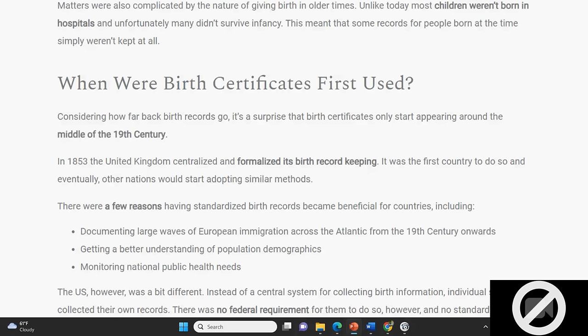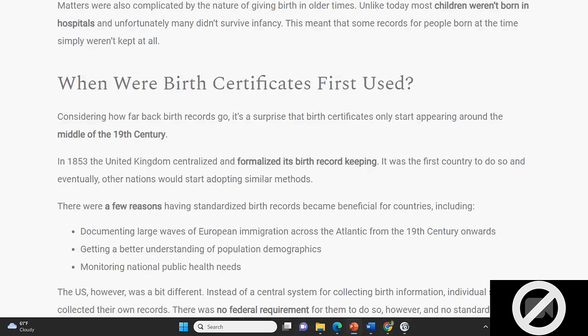Considering how far back birth records go, it's surprising that the birth certificate only started appearing around the middle of the 19th century. In 1853, the United Kingdom centralized and formalized its birth certificate keeping. It was the first country to do so, and eventually other nations would start adopting similar methods. There were a few reasons having standardized birth certificates became beneficial for countries, including documenting large waves of European immigration across the Atlantic from the 19th century onward, gaining a better understanding of population demographics, and monitoring national public health needs.